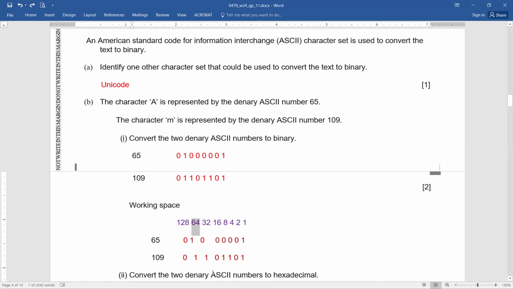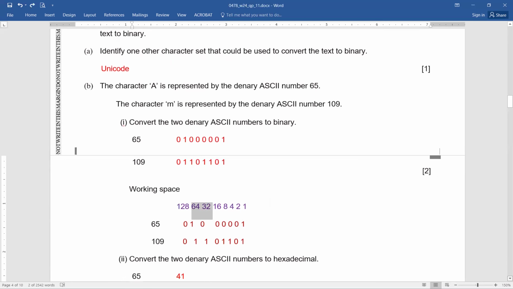Now for 109, you can see 64 plus 32 makes 96. This is what we have been doing. And what is left? 109 minus 96 will give you exactly 13. So 8 plus 4 is 12, and 1 is 13. So in this manner, you can see 64, 32, 8, 4, and 1. These bits are on. 1 is on, then 8 and 4 are on, then 64 and 32 are on. In this manner, you will very quickly get the binary for 109. Isn't it easy? Once you have used the working space and identified this accurately, you can write the answer here and you will definitely score 2 out of 2.